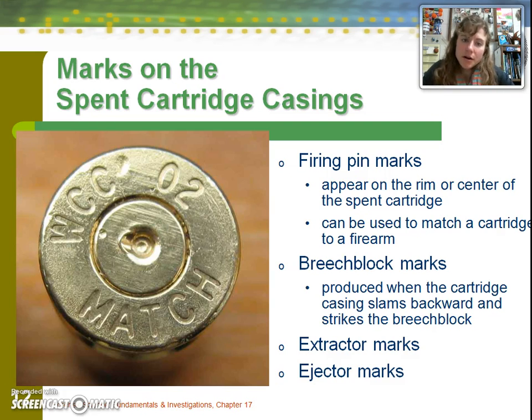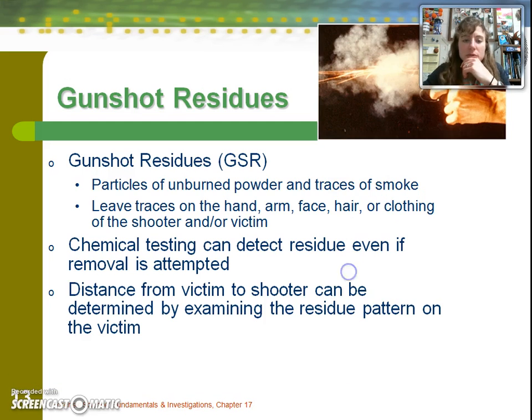Some of the marks are not on the bullets, but on the spent cartridge casings. This includes firing pin marks, which you see here. So when the firing pin hits the primer, it leaves a particular impression. Also the breech block marks, when the casing slams backward into the back part of the gun. Extractor and ejector marks, when the casing is released.